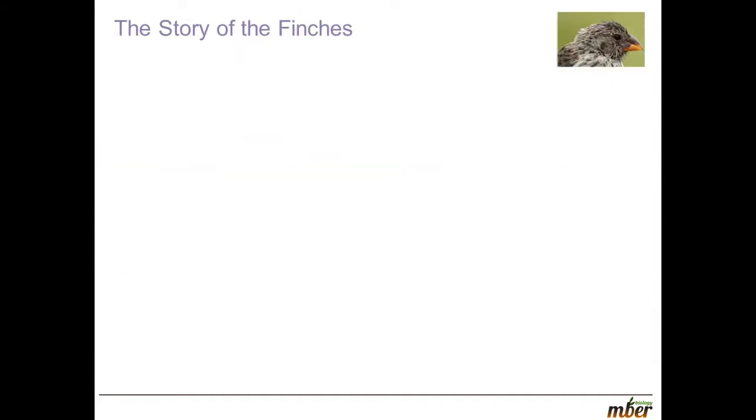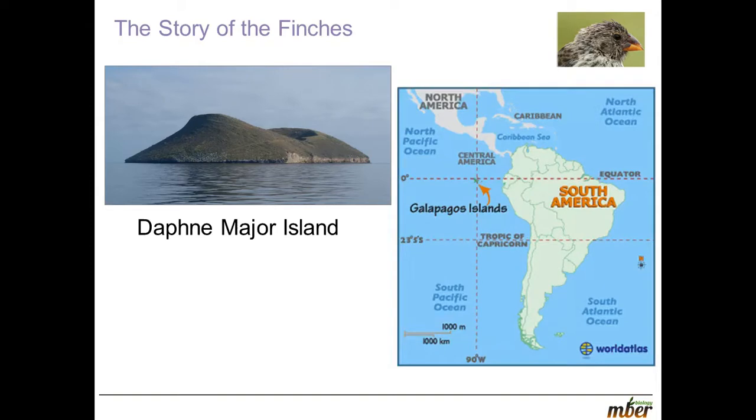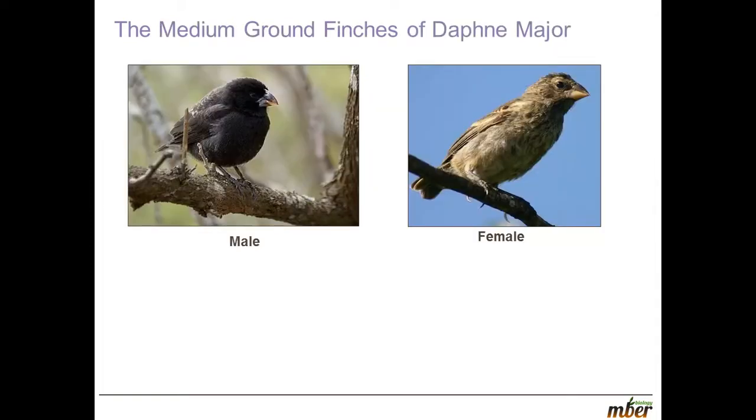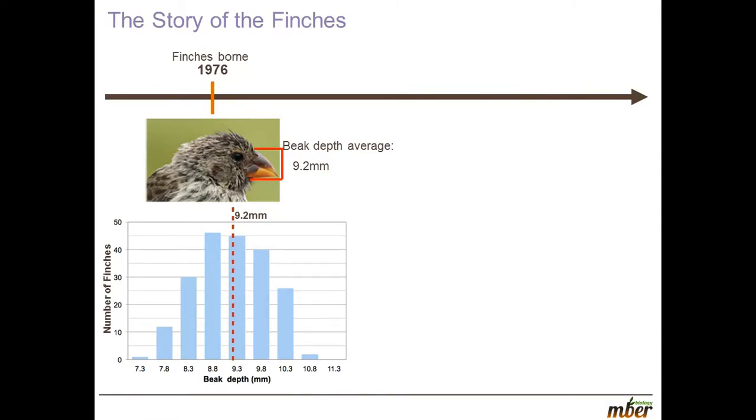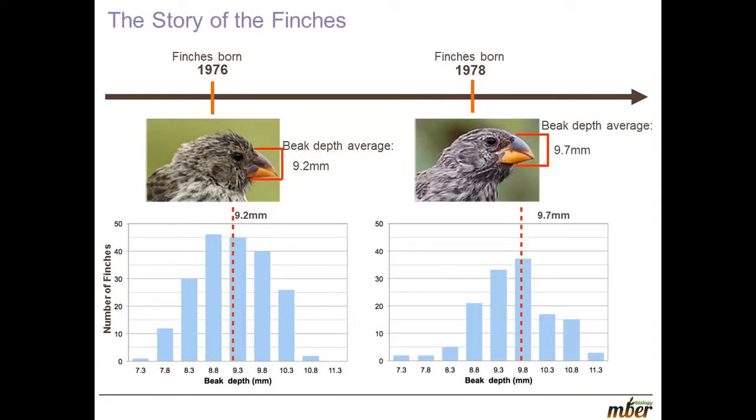All right, now we're over to the finches. So here we have Daphne Major, Galapagos Islands, our male and female finches, right? And so what we're wondering here is, why did these finch beaks change over time? We saw that they did. So here we've got, in 1976, a 9.2 millimeter beak. In 1978, a 9.7 millimeter beak. And so in just 2 years' time, they changed.